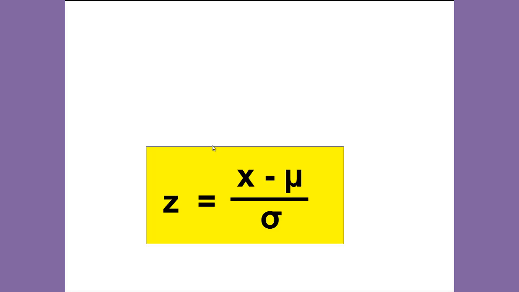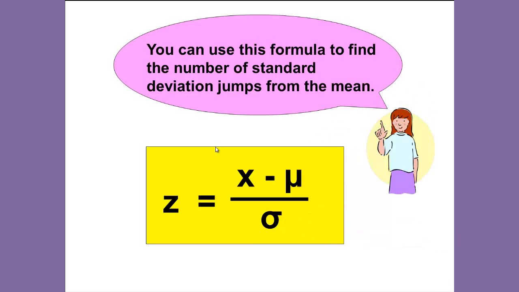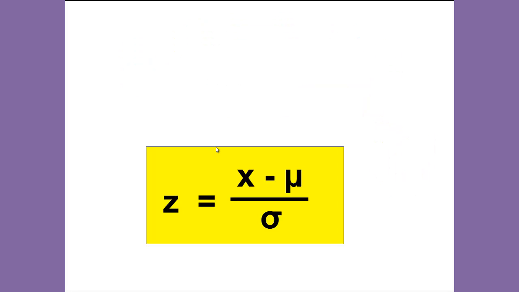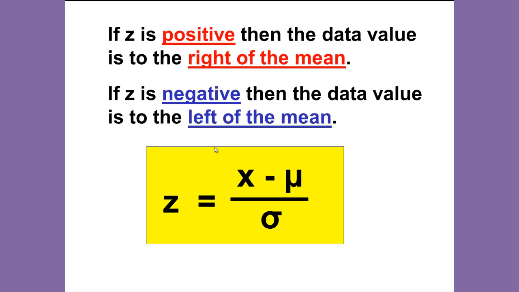Z equals x minus the mean over the standard deviation, or x minus mu over sigma. You can use this formula to find the number of standard deviation jumps from the mean. If z is positive, then the data value is to the right of the mean. If z is negative, then the data value is to the left of the mean.